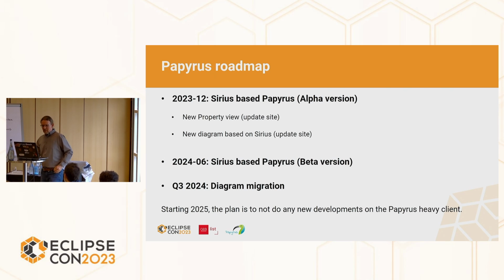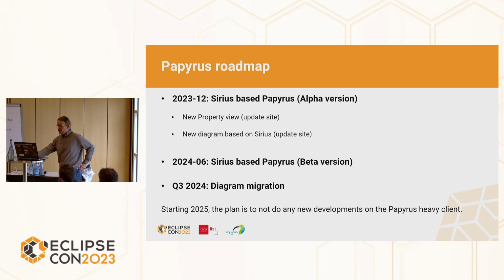Now we finish with the roadmap. We plan to release a Papyrus Sirius-based alpha version at the end of 2023. This new version will provide you new property views with EEF and new diagrams based on Sirius diagrams through an update site that you will install on your standard Papyrus version.